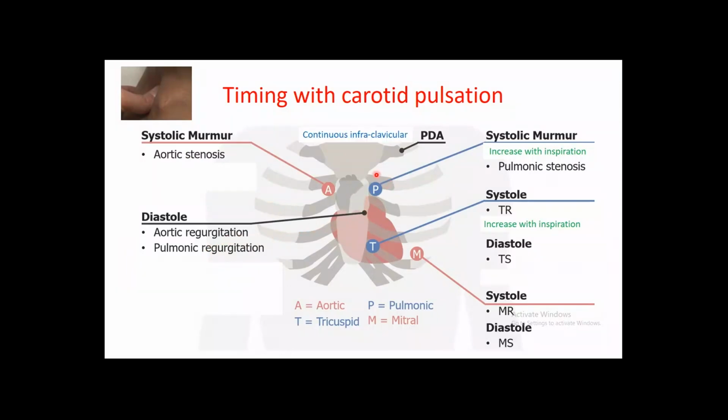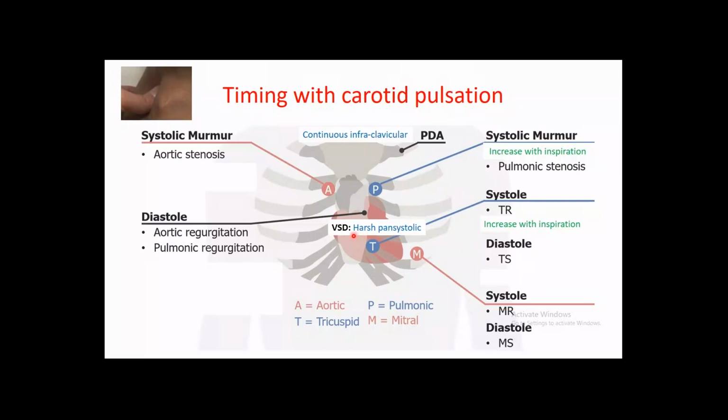And then extra murmurs that could be heard in congenital patients. A murmur of PDA, or patent ductus arteriosus, which is a communication between the aorta and the pulmonary artery. Because the blood pressure inside the aorta during systole and during diastole is always higher than that of the pulmonary, this murmur is actually continuous during systole and diastole. So a continuous, what's called a machinery murmur, on the infraclavicular area is pathognomonic for patent ductus arteriosus.